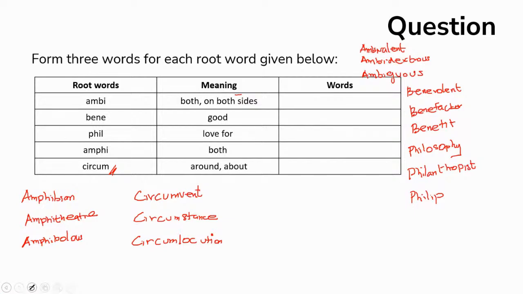Yeah. So these are the words we can have with these root words. It is not compulsory that these words should always be like this. We can have different words, but the words you are forming based on the root words will have a meaning similar to the root word. So that is the ultimate idea of it.